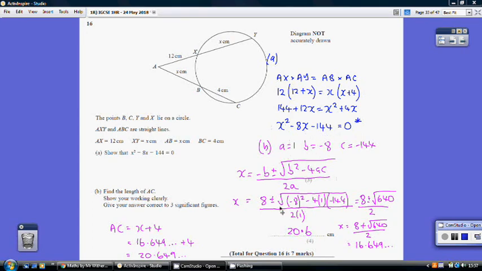So substituting that into the formula, we get this, which simplifies down to 8 plus or minus root 640 over 2. Now x is going to be a positive length, so we can just reject the 8 taking away root 640 because that's going to give us a negative number. So just pop into your calculator 8 plus the square root of 640 all over 2, and that gives me 16.649... Now the length AC is x plus 4, so x being 16.649... plus 4 gives me the length of AC being 20.649... So to three significant figures, that is 20.6 centimeters.